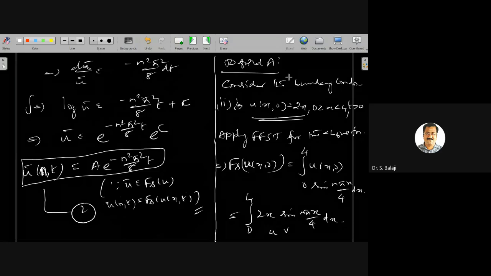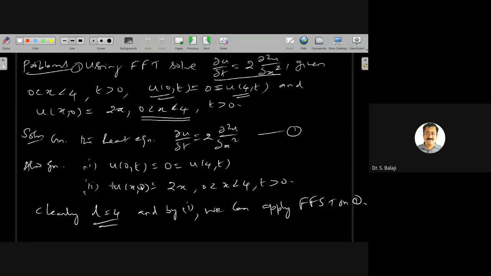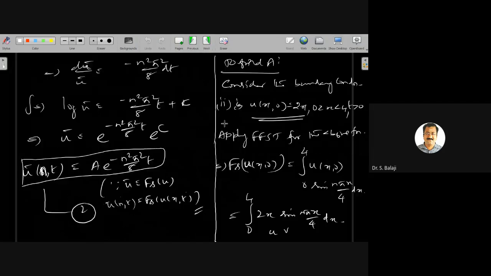To find A, you have to consider the boundary conditions. Next boundary condition, because we already applied this one. You consider this one: u of x comma 0 equal to 2x. Second boundary condition: u of x comma 0. It is like yesterday's problem only, the same idea.